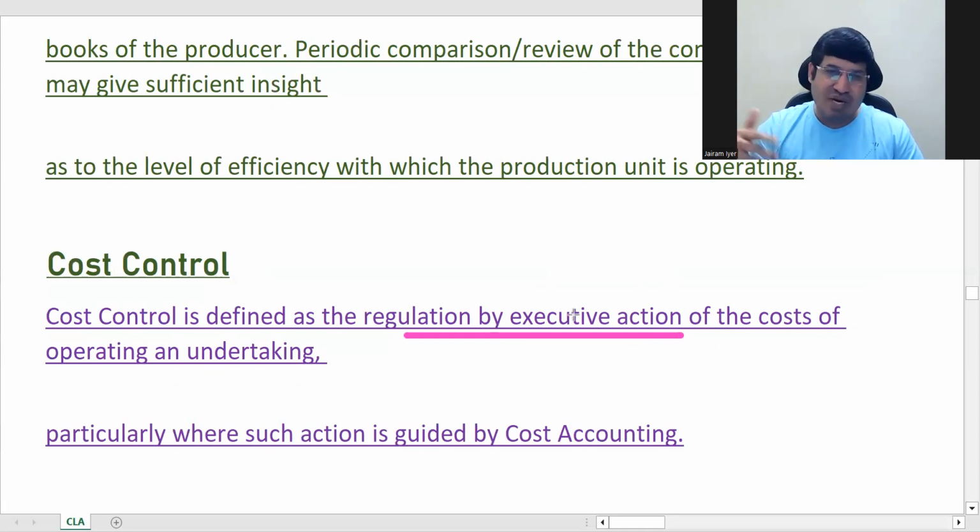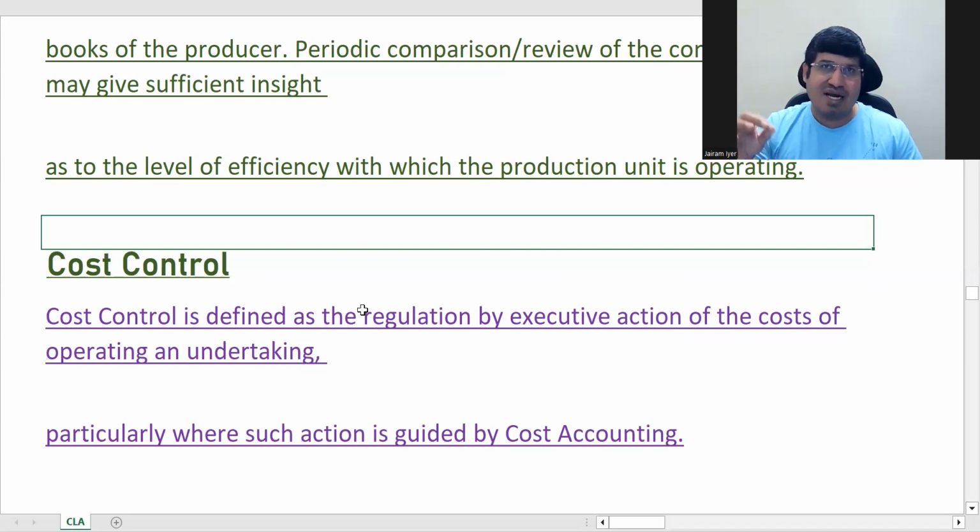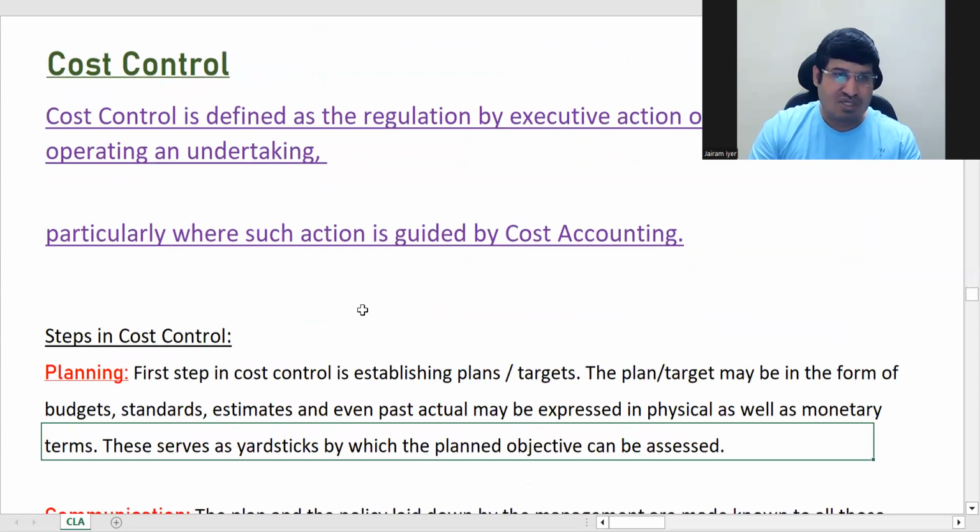Regulation by executive action of costs of operating. It can be any cost. It can be at the undertaking level, or at any level below it also, any cost center or anything like that. So that is your cost control. You are regulating the cost. So what are you doing? You are setting some standards and trying to adhere to the standards throughout the period. That is your cost control.